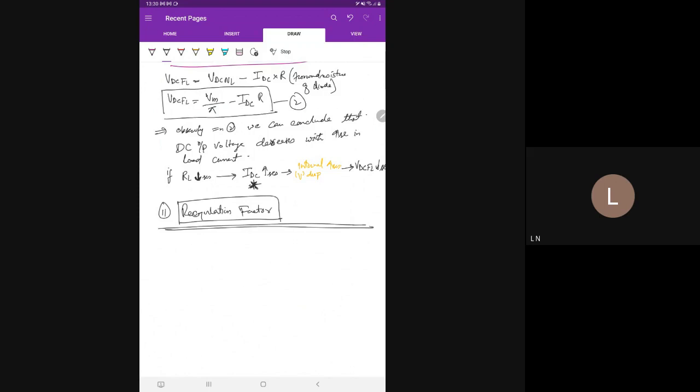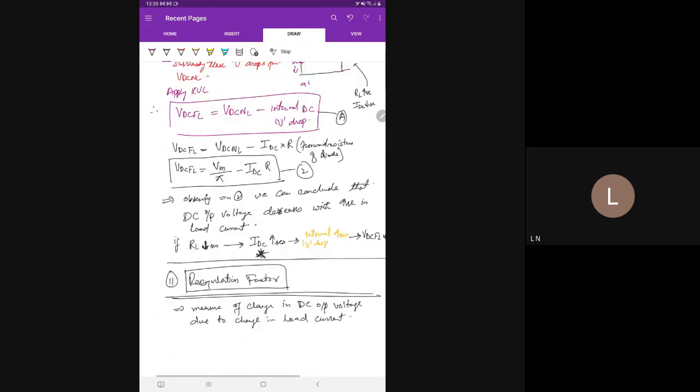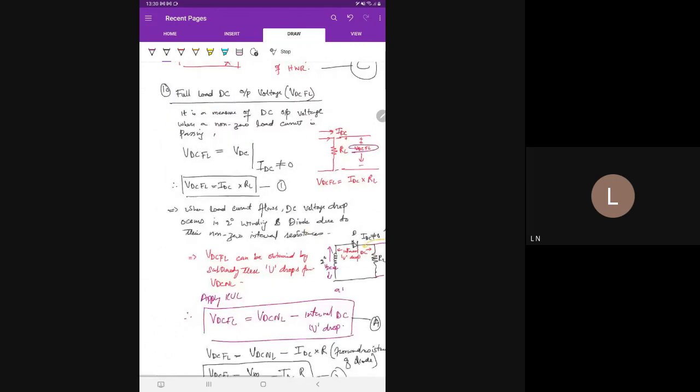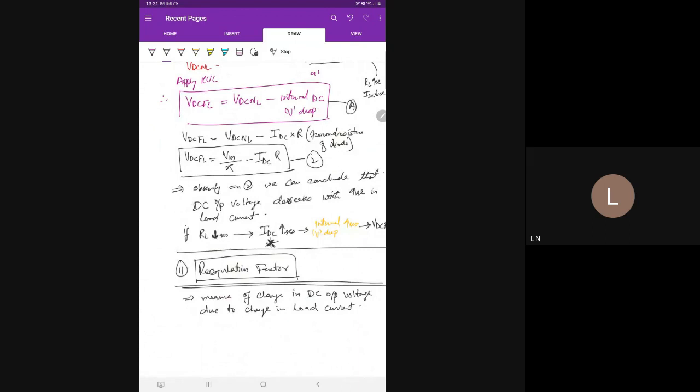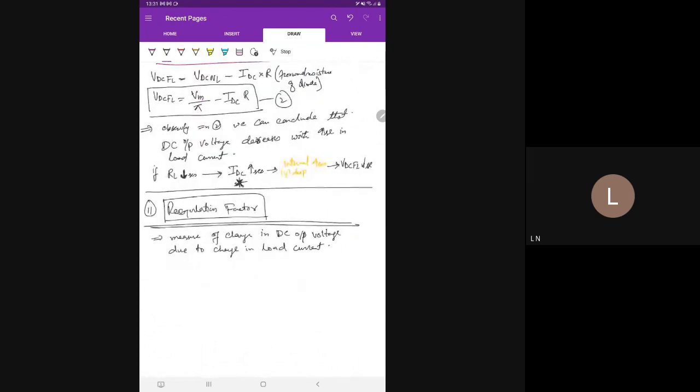Regulation factor is the 11th parameter. Regulation factor is basically a measure of change in DC output voltage due to change in load current. So we know that when load current changes, DC output voltage also changes. From our previous parameter, full load DC output voltage, parameter number 10, we concluded that whenever DC current changes, our output voltage also changes.